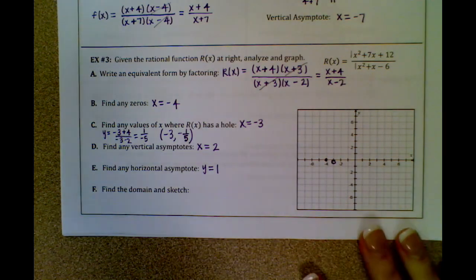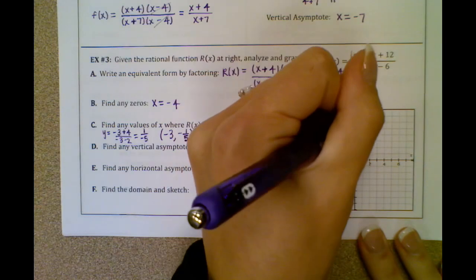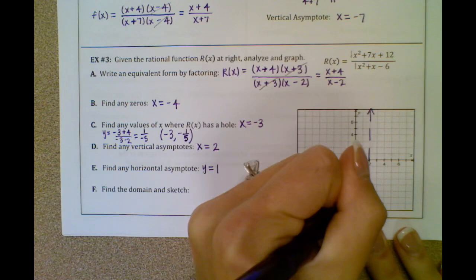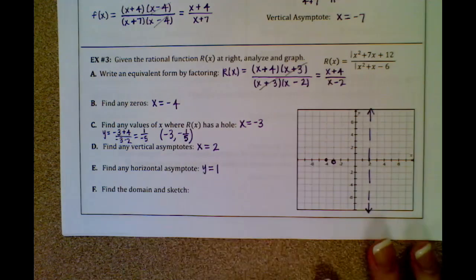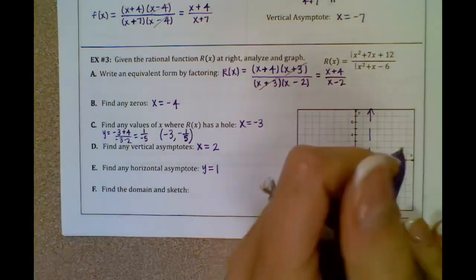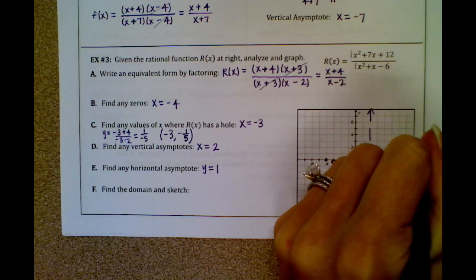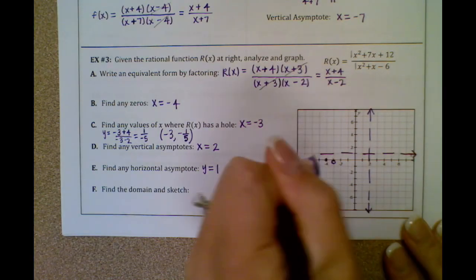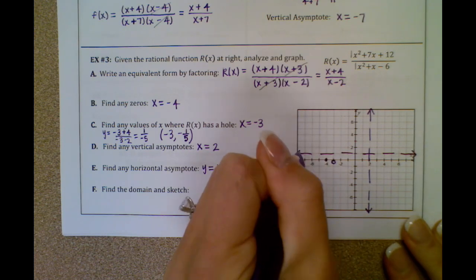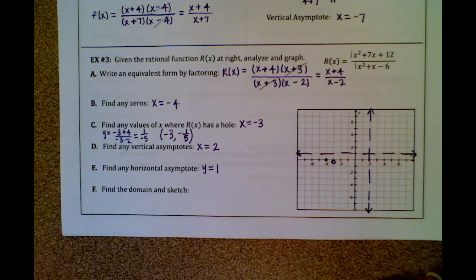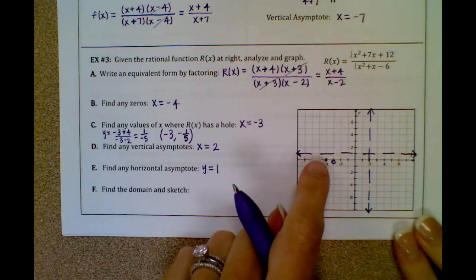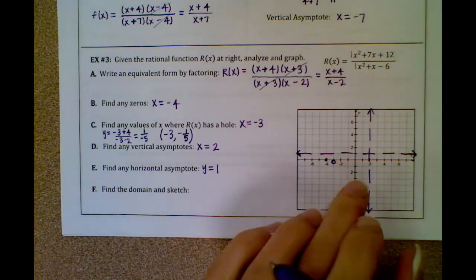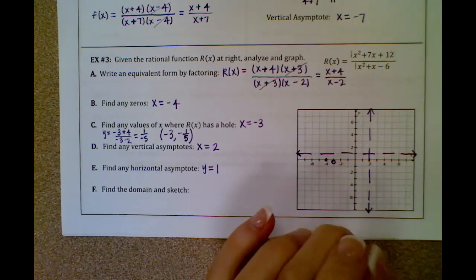I have a vertical asymptote at x equals 2, so let's plot that. Make sure your asymptotes are dashed or dotted, whatever you want to say. And your horizontal asymptote at 1, y equals 1. From there it looks like this graph will go down like this, but let's double check. I'm going to find the y-intercept because that will give me enough points.